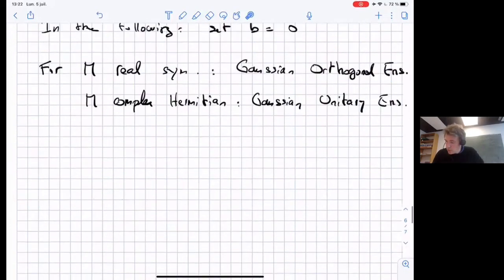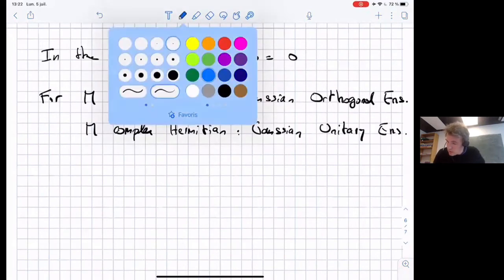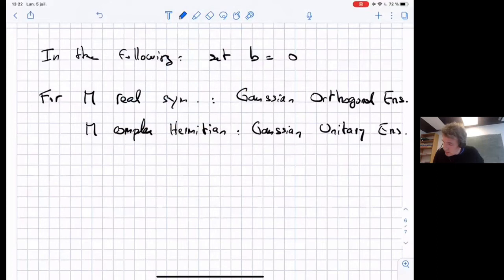So that's in that sense that we are talking about the Gaussian unitary ensemble. And usually, and that's the acronym that we will use later on, this is the GOE, and this is the GUE.